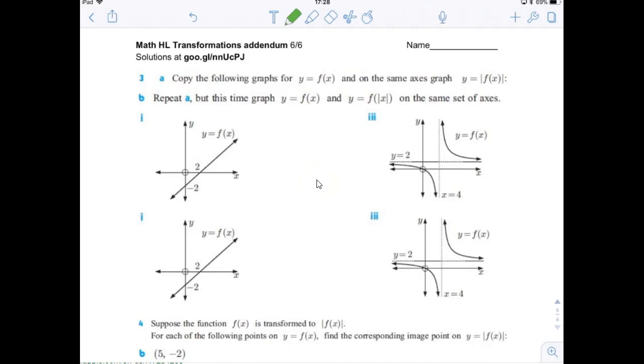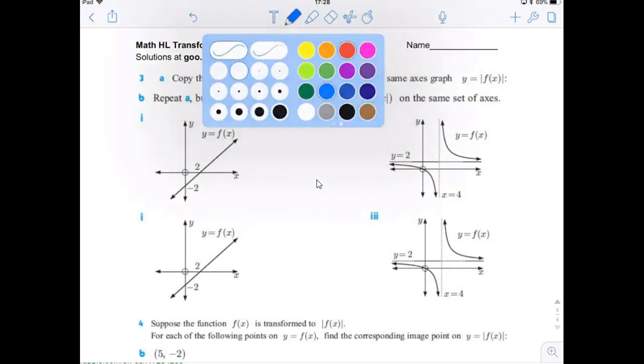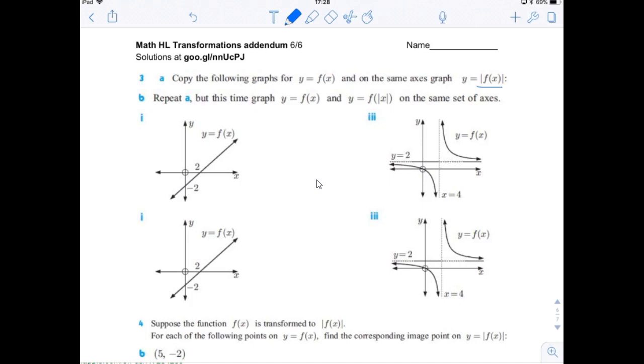Okay, so on number 3, we're going to do something similar to what we did on page 5, which is we are going to take each one of these functions given in graphical form, and we are going to graph the corresponding functions which are transformed with absolute value. So remember what happens with this function, which I'm going to call the blue function. The blue function reflects the bottom part of the function over the x-axis to the top part. Okay, so basically there's a reflection about the x-axis.